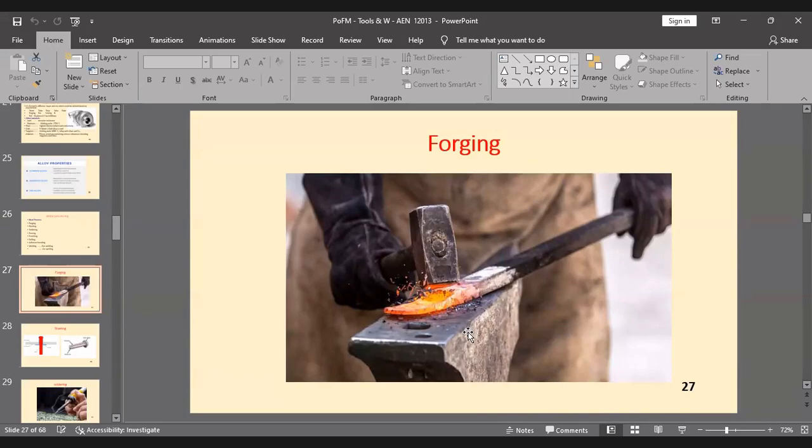You are screen sharing. Stop. Okay, sorry, I go this one.